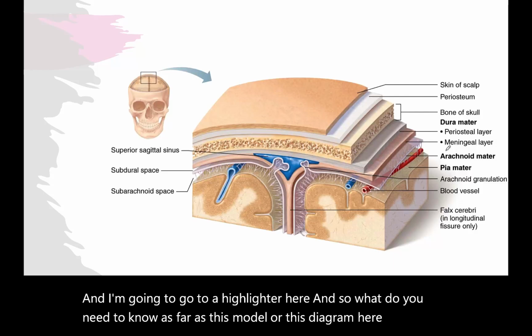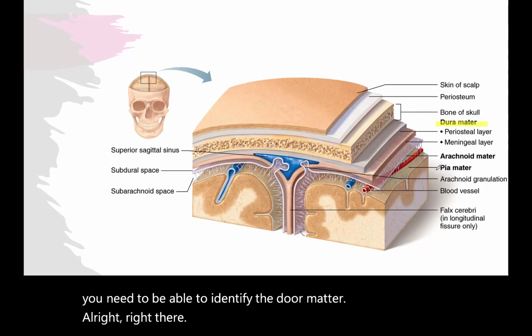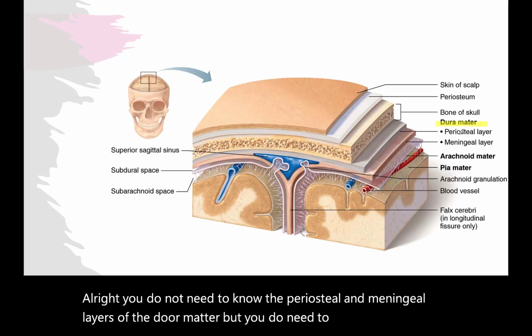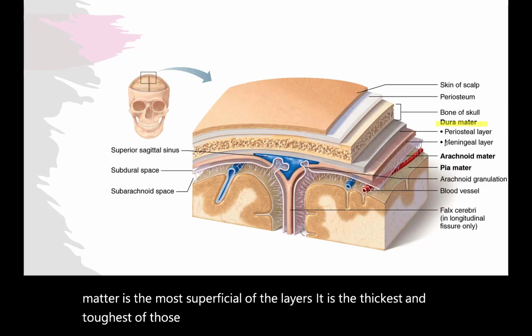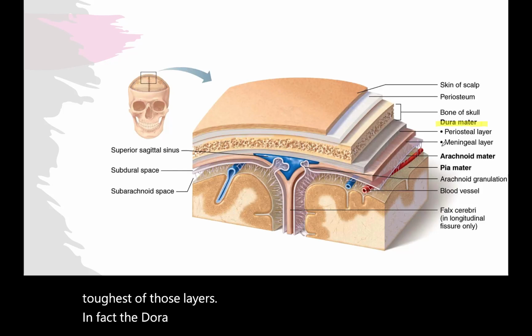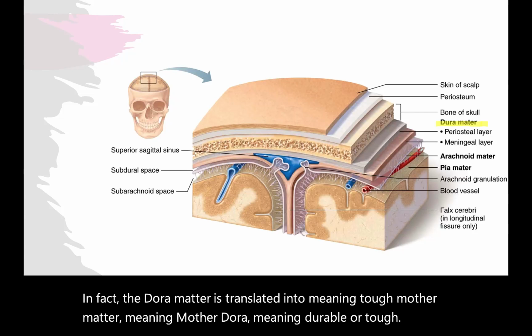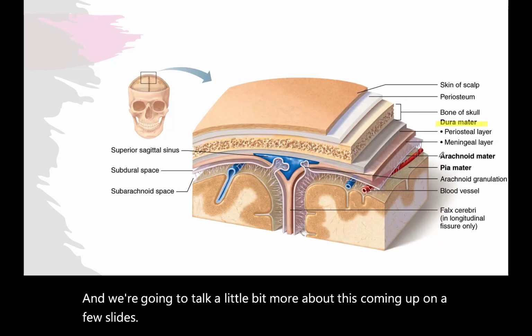Well, you need to be able to identify the dura mater, all right, right there. You do not need to know the periosteal and meningeal layers of the dura mater, but you do need to know that the dura mater is the most superficial of the layers. It is the thickest and toughest of those layers. In fact, the dura mater translates to mean tough mother. Mater meaning mother, dura meaning durable or tough. And we're going to talk a little bit more about this coming up on a few slides. You also need to know the arachnoid.